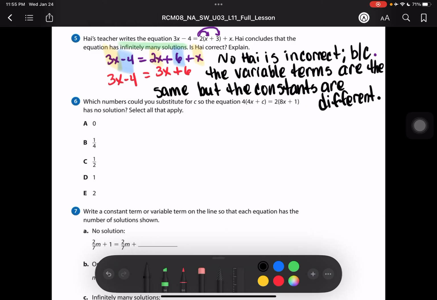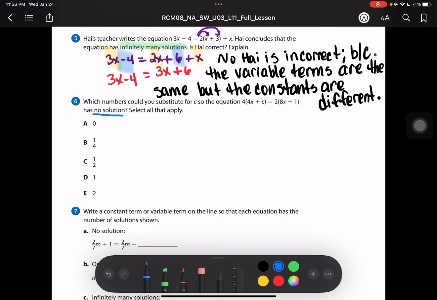Okay? Which numbers could you substitute for C? So the equation 4 times the quantity 4x plus C equals 2 times the quantity 8x plus 1 has no solution. Select all that apply. So basically, what would C have to be in order for the problem to have no solution? If it has no solution, we need our constant terms to be different. Constant terms must be different for no solution.